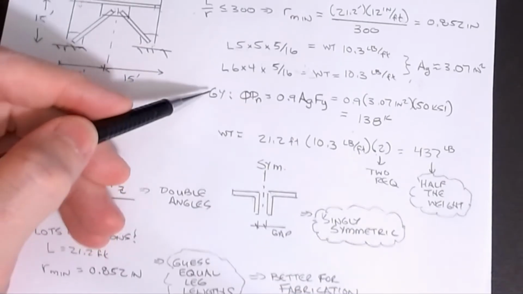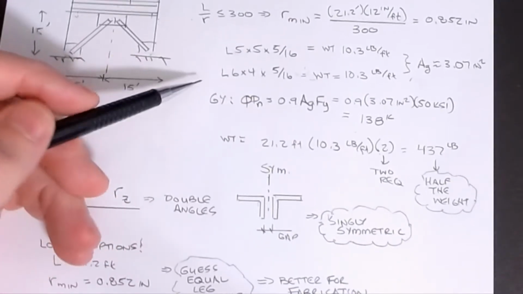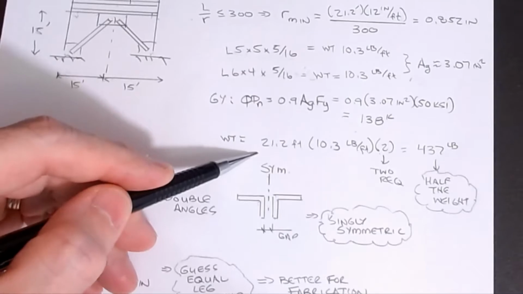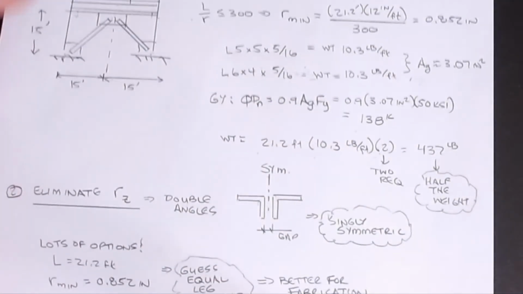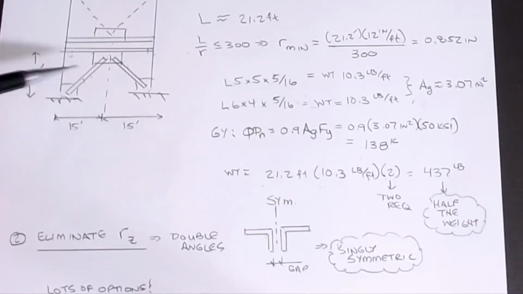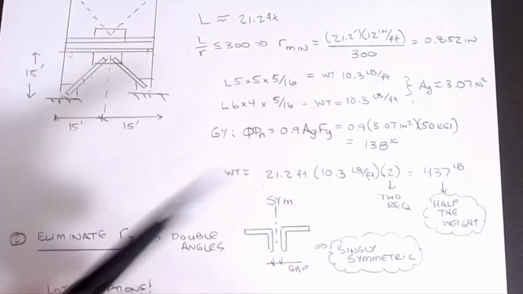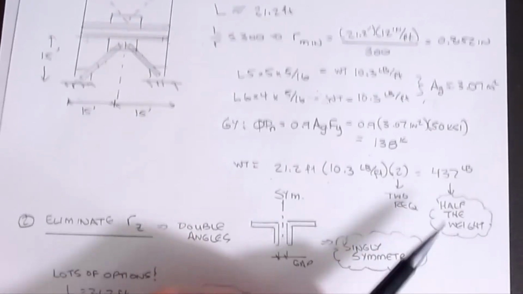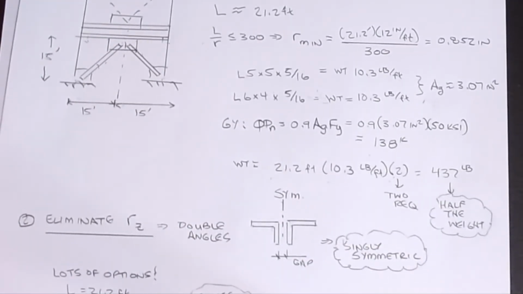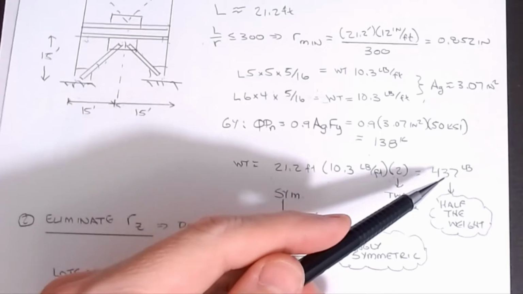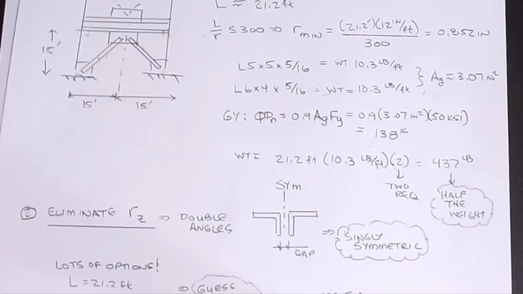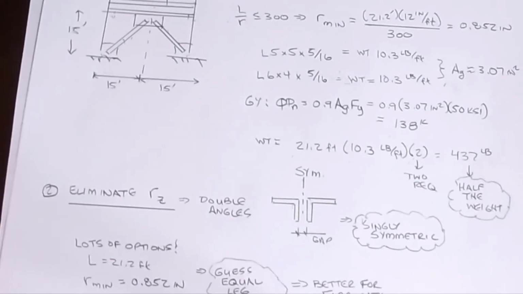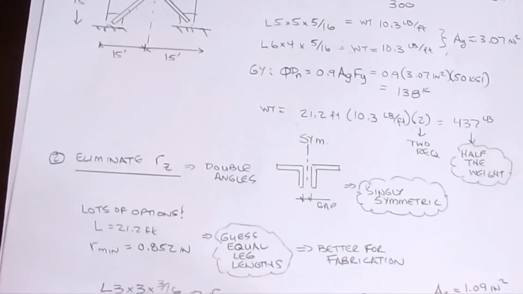But take a look at what happened to the weight by doing this pattern. Now I take 21.2 feet times 10.3 pounds per foot times 2, because now there are 2 of them, and my total weight is 437 pounds. This is about half the weight of what that first requirement was. Still pretty heavy and still needs some special considerations, but definitely a lot better for working with than that big old monster 8x8 that we're looking there. So we've improved. But we can do better.